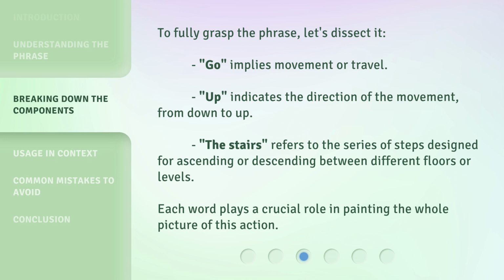To fully grasp the phrase, let's dissect it. Go implies movement or travel. Up indicates the direction of the movement, from down to up. The stairs refers to the series of steps designed for ascending or descending between different floors or levels. Each word plays a crucial role in painting the whole picture of this action.